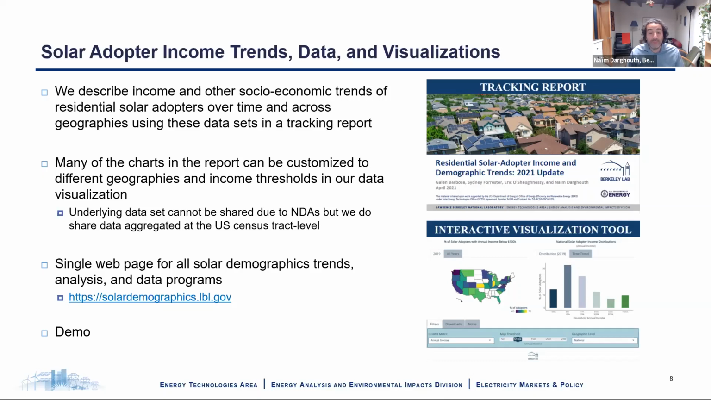Since a lot of this data is protected by NDAs, what we've done is create an online visualization tool that allows a user to interact with the data, creating custom maps similar to what we saw in the Tracking the Sun tool with user-specified geographies and income thresholds. And I should note that though we don't share the underlying income data, we do share data aggregated at the US Census tract level. The report and visualization can be accessed through a single web page, solardemographics.lbl.gov, which I can show you how to access here.